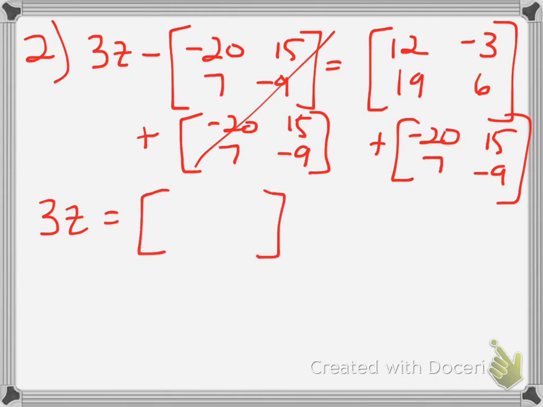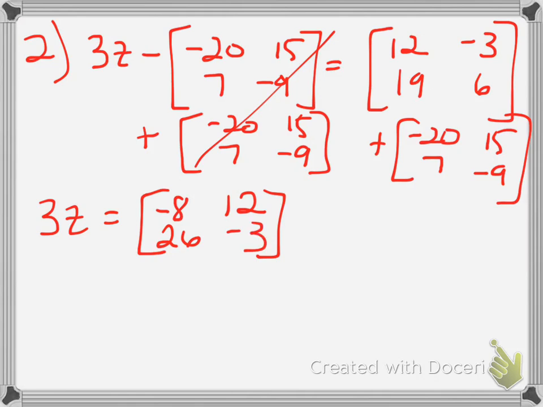So 12 plus negative 20 is negative 8. Negative 3 plus 15 gives me a 12. 19 plus 7 gets me a 26. And then 6 plus negative 9 is a negative 3.